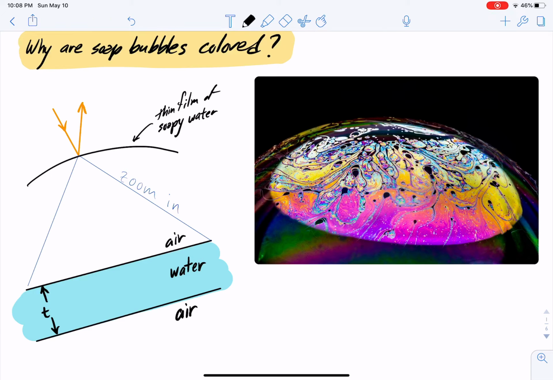Okay, so we said before we would figure out why soap bubbles are colored. So imagine here the film of the soap bubble. So what is a soap bubble? It's just a thin layer of water with air inside. The water is a little bit soapy, but mostly it's just water.